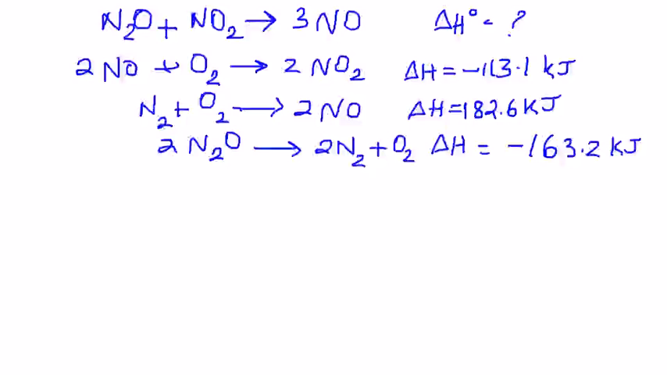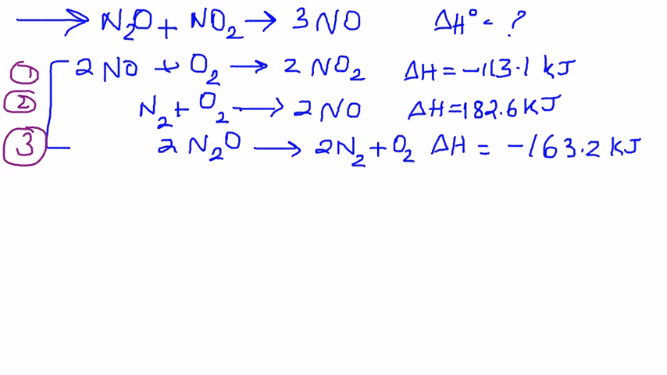Okay, so the next question is a Hess's law problem 2, where we are given N2O plus NO2 giving 3NO, and we are supposed to figure out the delta H associated with that. For that, hopefully you can see when I compare the three reactions, let's call them 1, 2, and 3, I have no N2, I have no oxygen in the final equation.